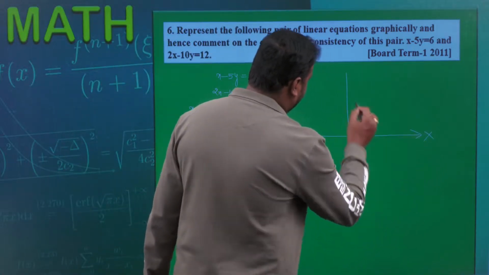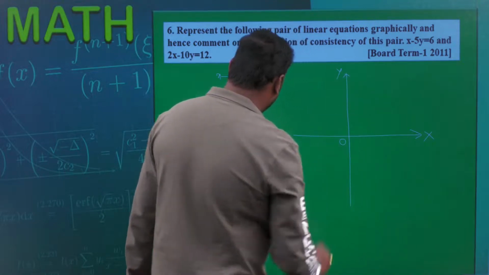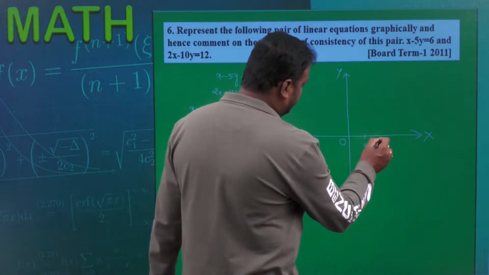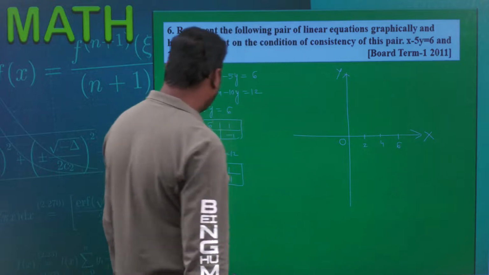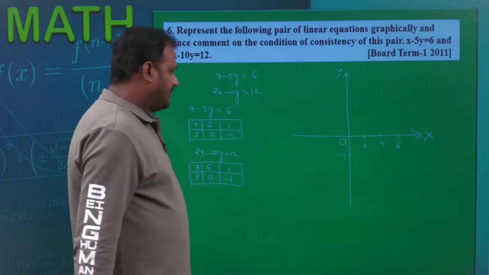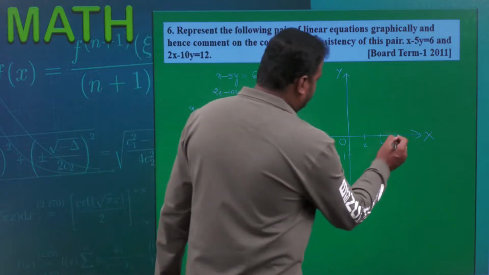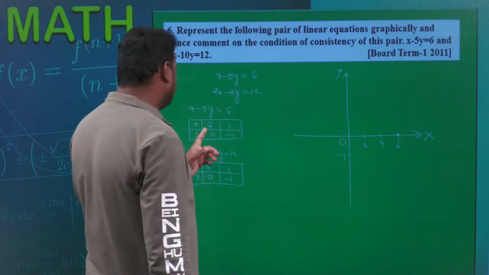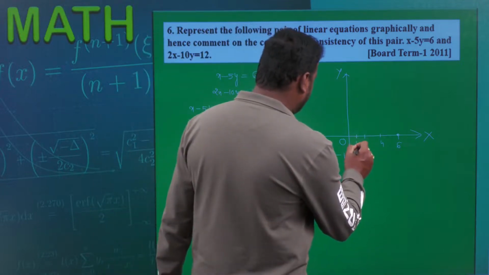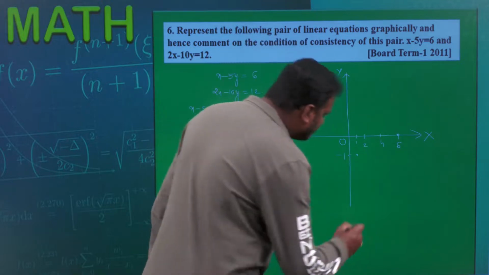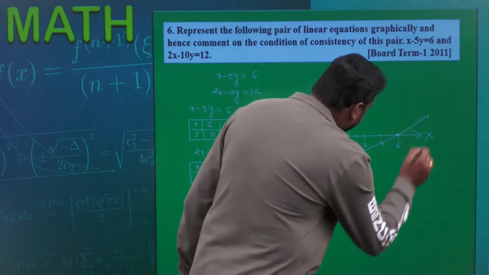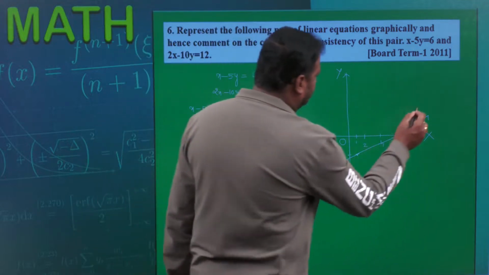Okay. So this is the x-axis and this is the y-axis. This is the origin. The maximum value on the x-axis is 6, so taking 1 centimeter equal to 2 units. This is 2, this is 4, this is 6. And taking y values minus 1 and 0. So this is minus 1, for example. 6, 0 is this point, and 1 comma minus 1 is this point. Passing through these two, you draw a line and then extend it. This is the first line, x minus 5y is equal to 6.